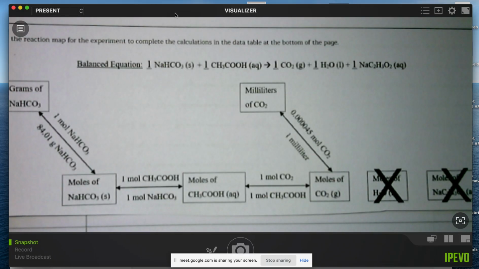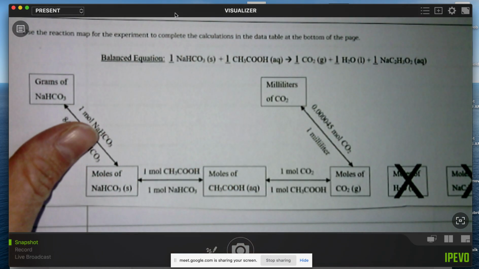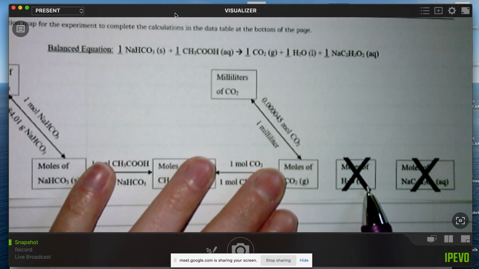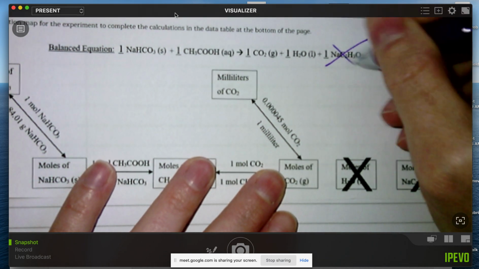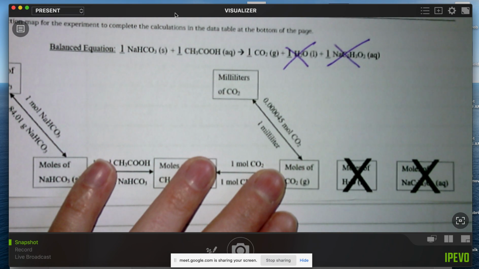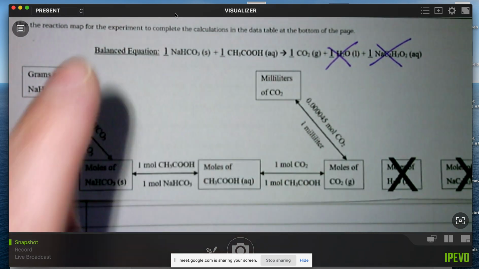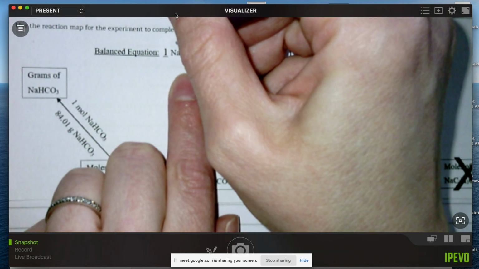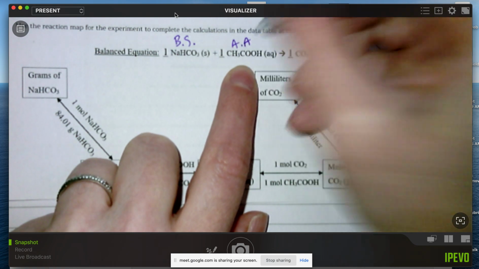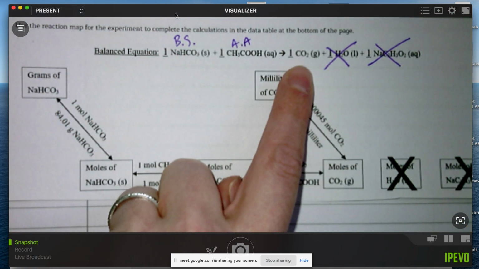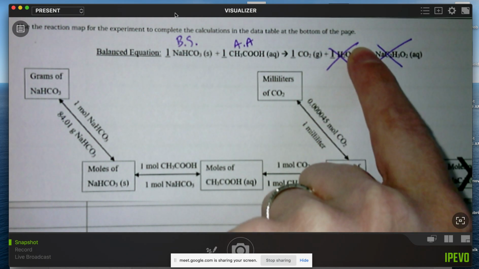Okay, so this is our map. And you'll notice that mass of water and mass of this compound have been crossed out. I'm just going to cross them out up here too. We just don't care about them. As far as we're concerned, we just have 1 mole of baking soda and 1 mole of acetic acid yielding 1 mole of carbon dioxide. We know there's other stuff going on, but we're not measuring those, so I'm ignoring it.